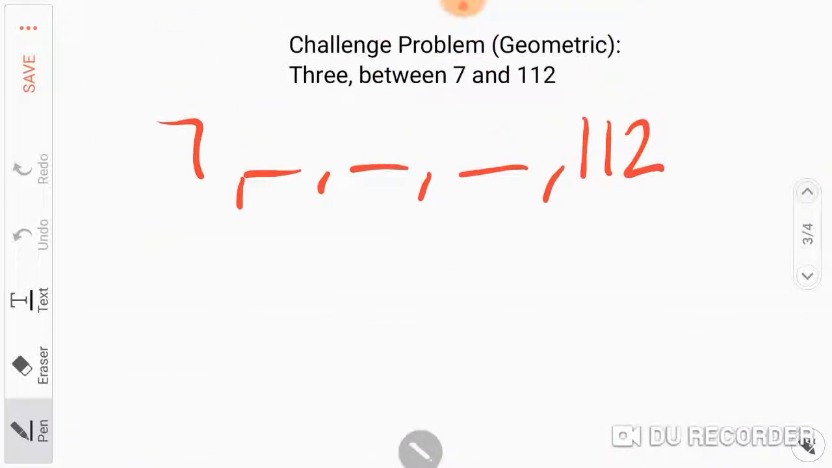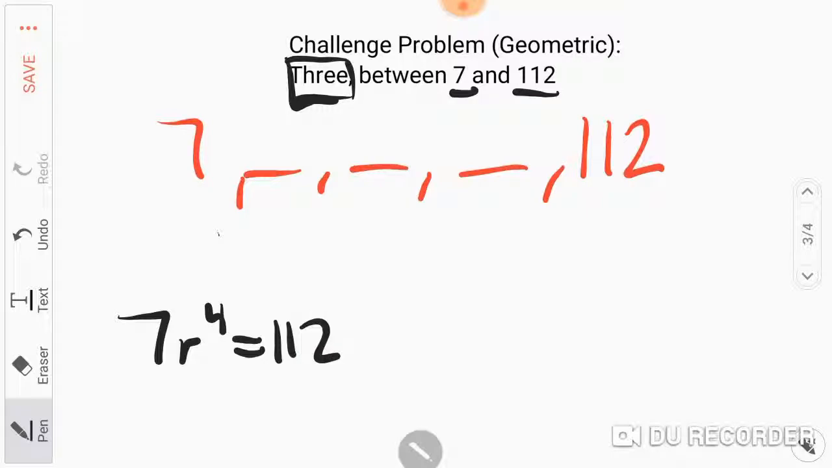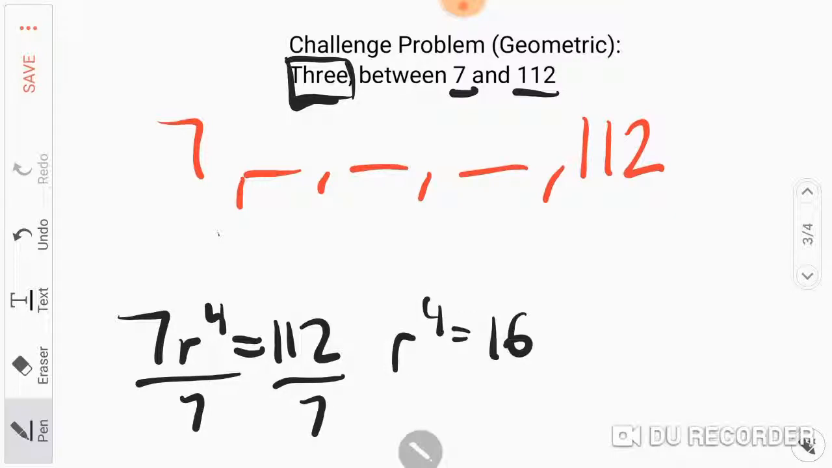Now let's get into some challenge problems. So we're going to start out with a geometric challenge problem. Okay. So we need 3 numbers between 7 and 112. So we're going to set it up the same way we did before. So we're going to take 7, r, which is our ratio, and we need 3, and remember we just add 1, so 7r to the 4th equals 112. Now we need to get r to the 4th alone, so we divide by 7, and we get r to the 4th equals 16.